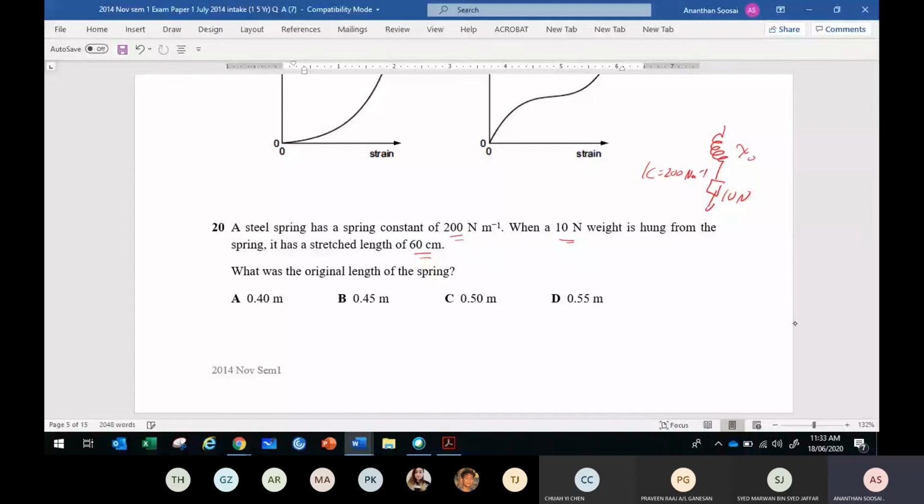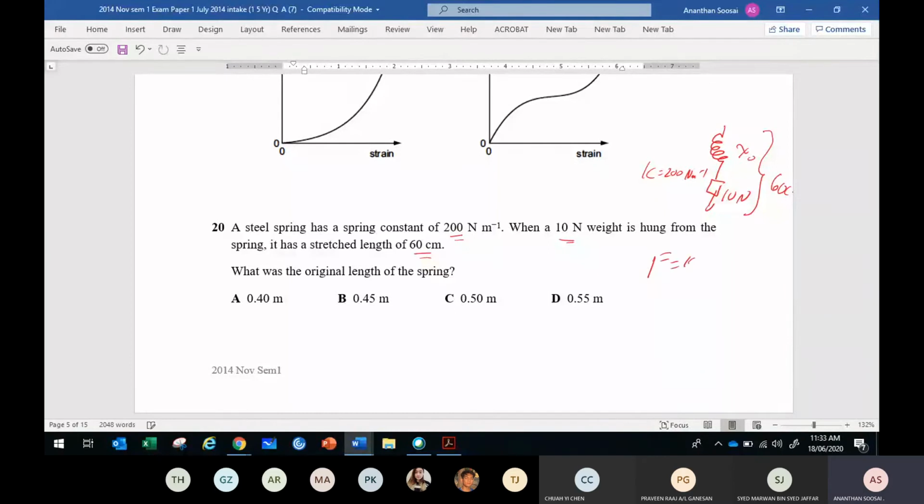And it has a stretched length of 60 centimeter. Is it extension or original length? It should be, stretched length of 60 centimeter. I think the total length of stretch is 60 centimeter. The total stretch length. So what was the original length?